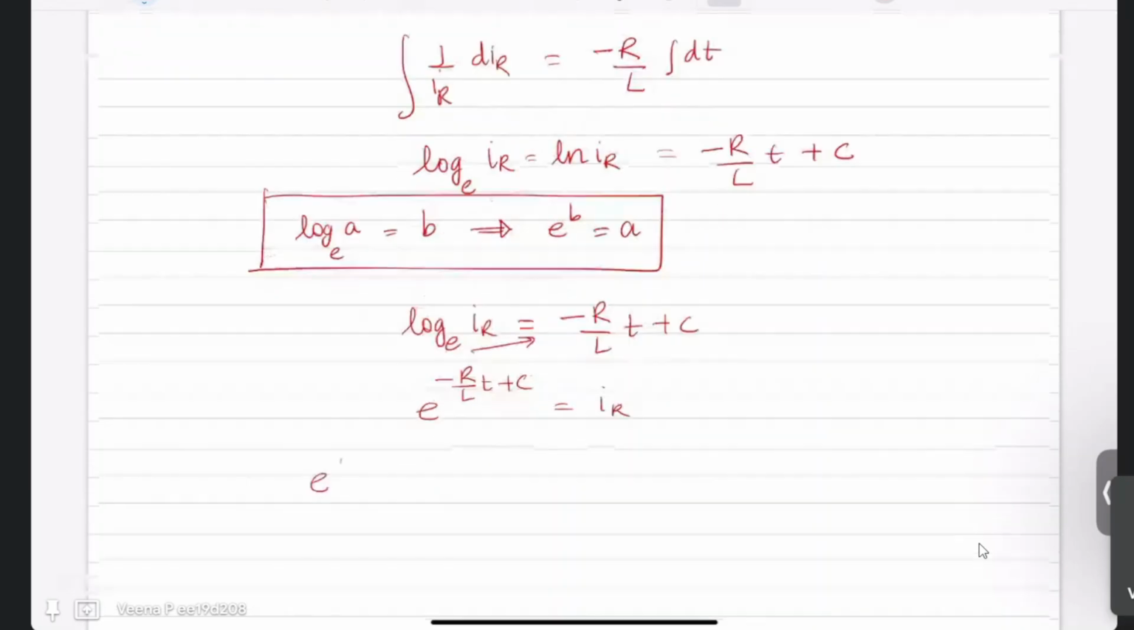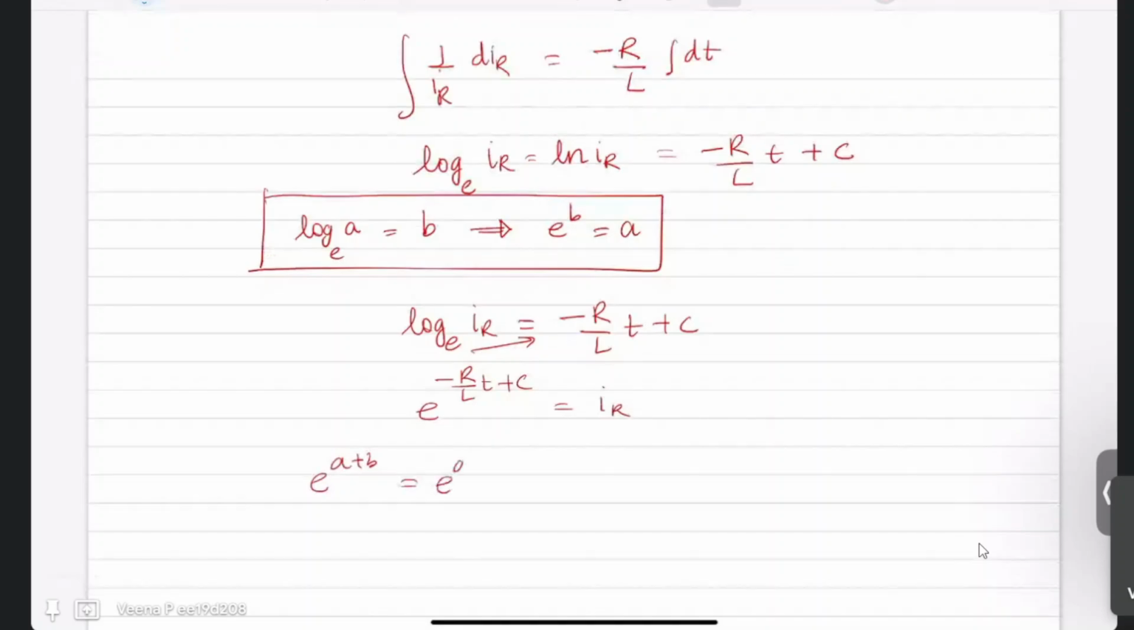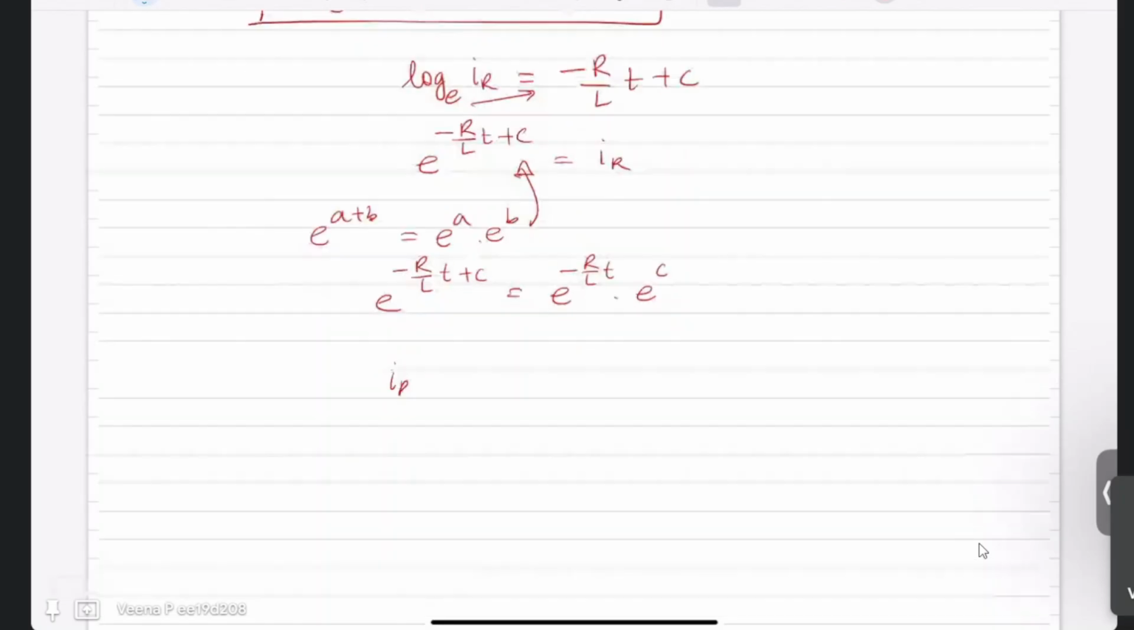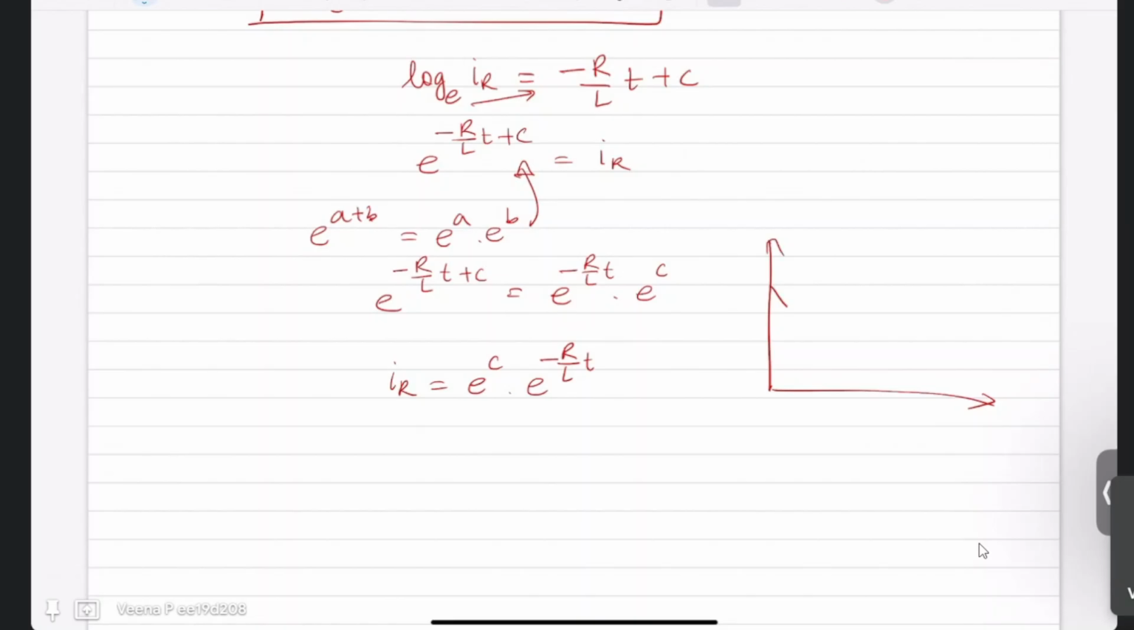Now e raised to a plus b is e raised to a times e raised to b. Using this logic here, e raised to minus R by L t plus C is nothing but e raised to minus R by L t times e raised to C. So now your IR became e raised to C times e raised to minus R by L t. Now you already know that your IR is something like this. So e raised to C is a constant K.